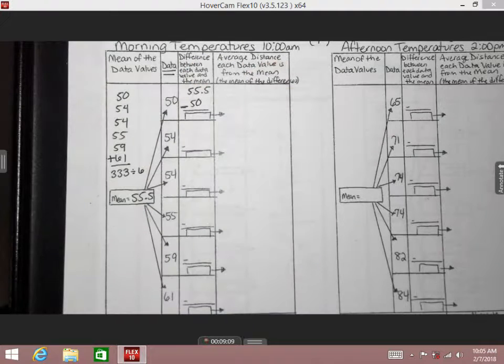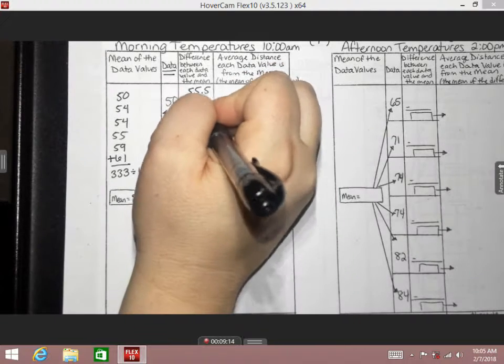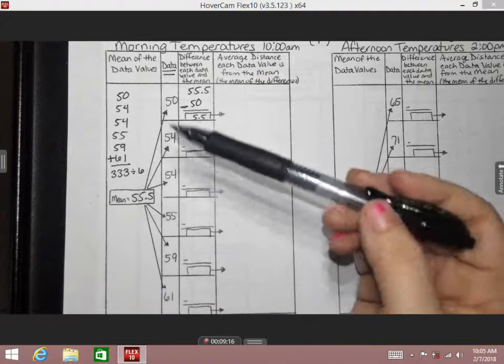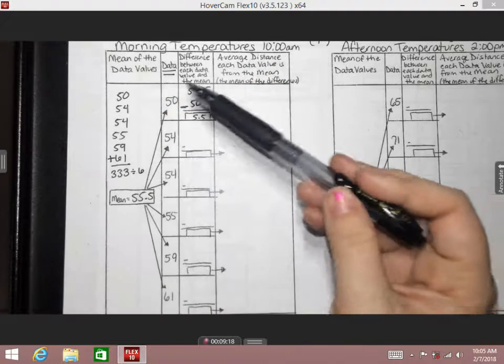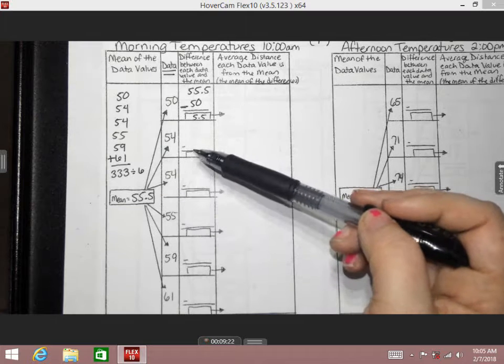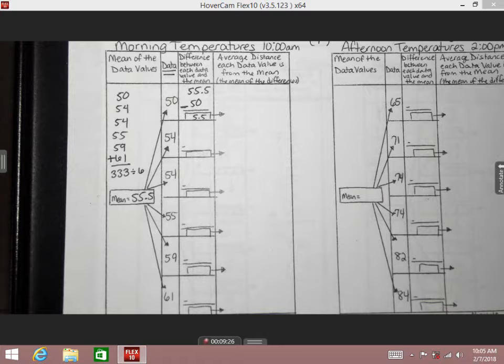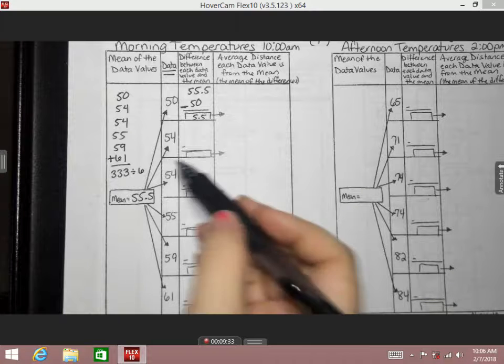All right, what's 55.5 minus 50, Ethan? 5.5. Very good. All right, and guys, we're going to have to do this for every single number because do I just want to know how far 50 is from the mean? We want to know how far every single number is. So, to do 54, what am I going to do? What do you think, Morgan? To find out how far 54 is, what do I have to do?